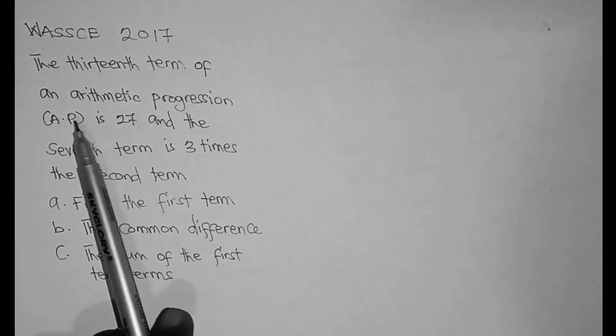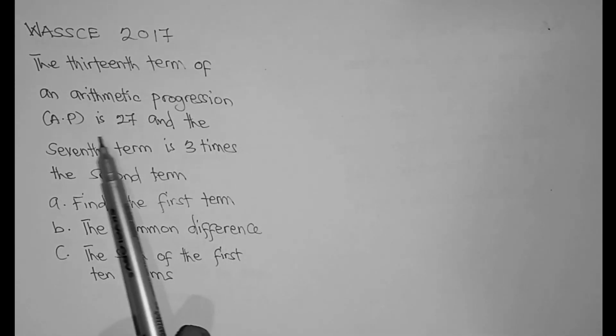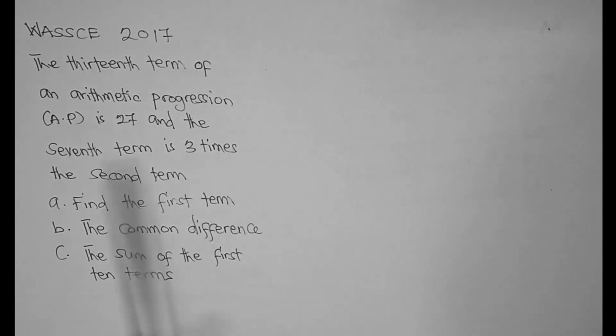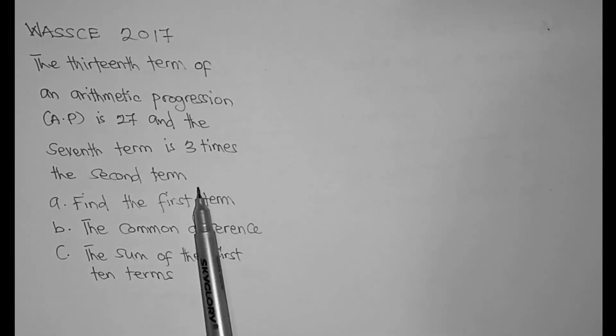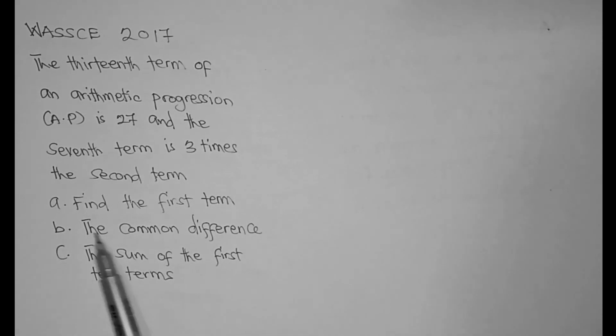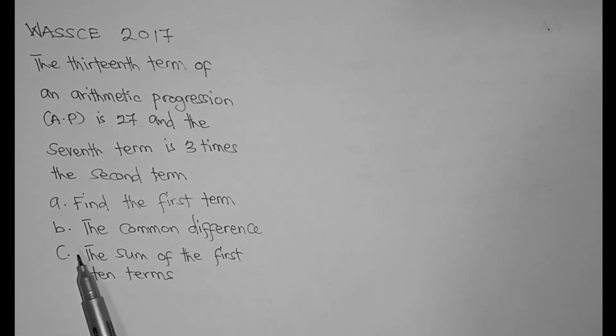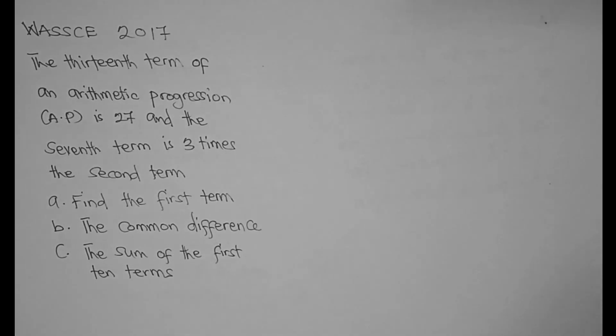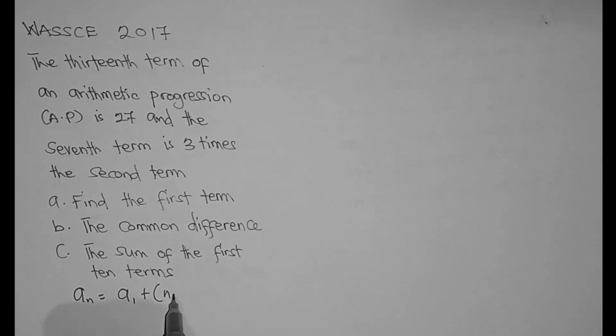The 13th term of an arithmetic progression is 27, and the 7th term is 3 times the second term. Find A, the first term, and then B, find the common difference, and then C, find the sum of the first 10 terms. The general formula for finding the nth term of an arithmetic sequence: an is equal to a1 plus (n minus 1)d.